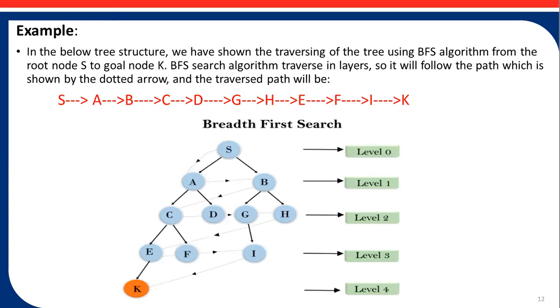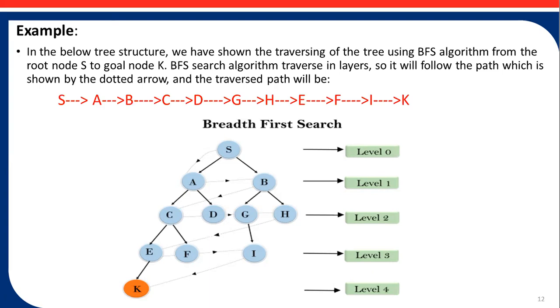An example of the breadth-first search algorithm. In the tree structure, we have shown the traversing of the tree using the BFS algorithm from the root node S to goal node K. The BFS search algorithm traverses in layers, so it will follow the path shown by the dotted arrow. First is node S, which is level 0. Next it goes to level 1, that is A and B, two nodes. First it will go to A, then to B.